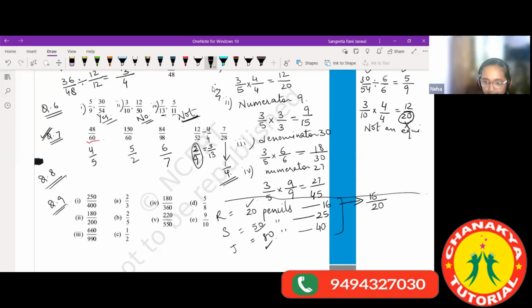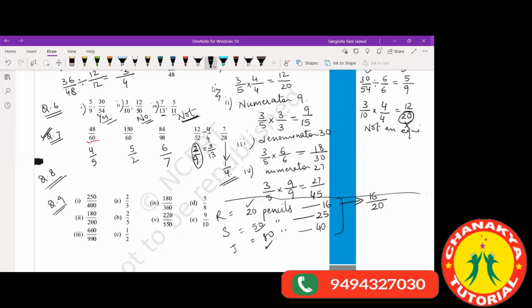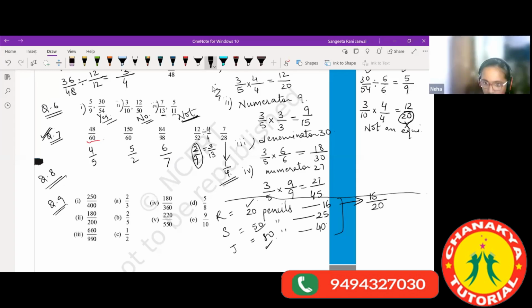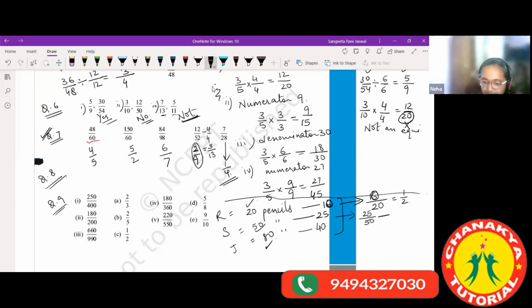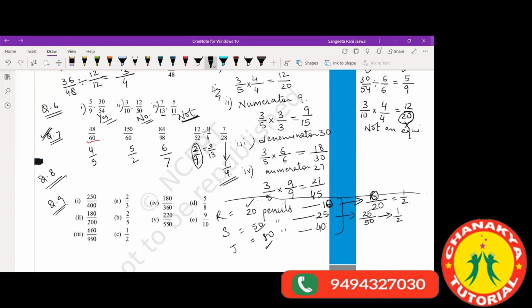Yes, ma'am. Yes, 16 or 10? It's not 16. After 4 months, Ramesh used up 10 pencils, not 16, it's 10. So the fraction is 10 by 20. Okay, so that means it's 1 by 2. Now next, Sheelu had 50 pencils and she used up 25. So the fraction will be 25 used up and 50 were the total. So that is again 1 by 2. 25 by 50 is 1 by 2.